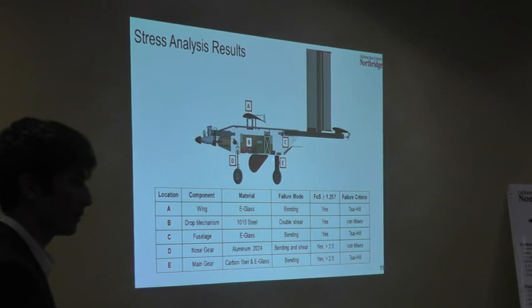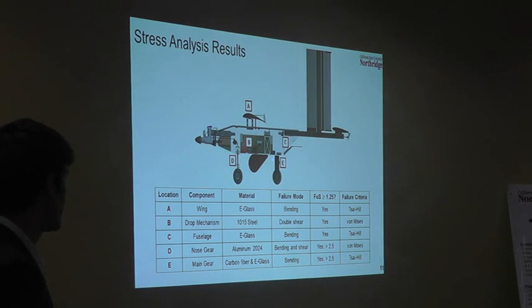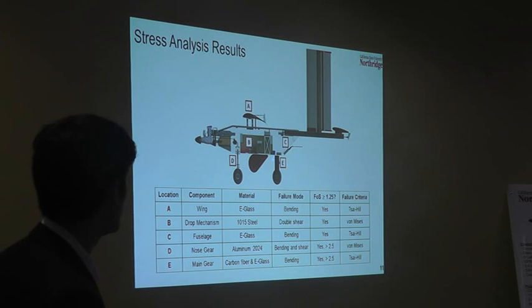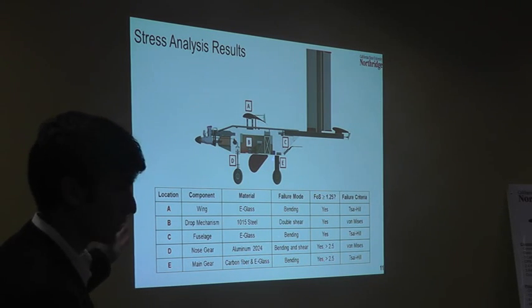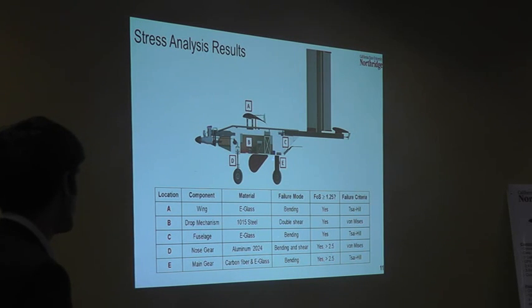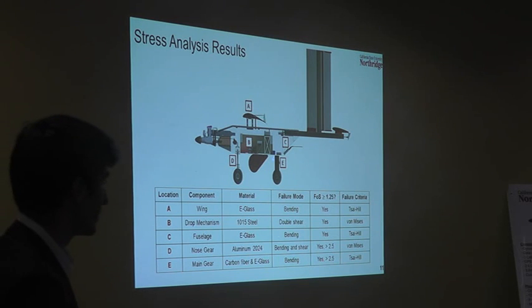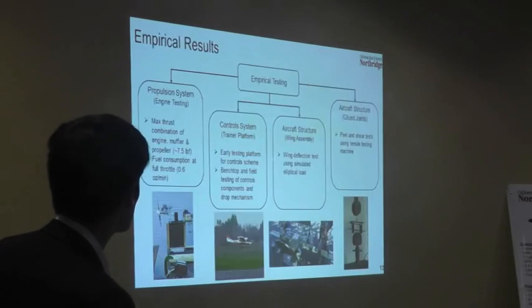So here are some examples of the stress analysis that we performed. Here are 5 of the locations, though there are many. For example, the wing, which is composed of an E-glass laminate, for the analysis to check for bending, met and exceeded its minimum factor of safety using the Tsai-Hill criteria.